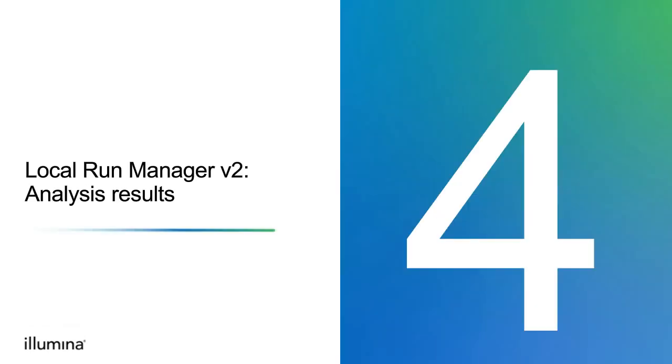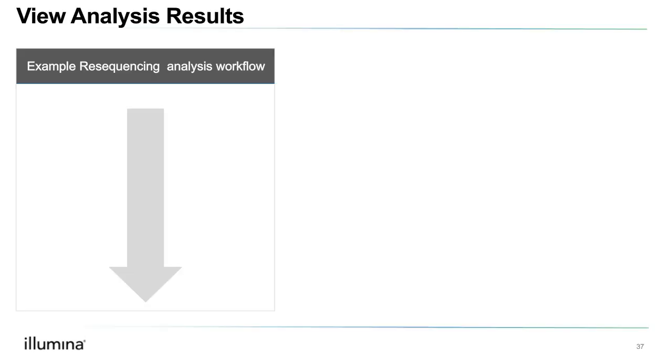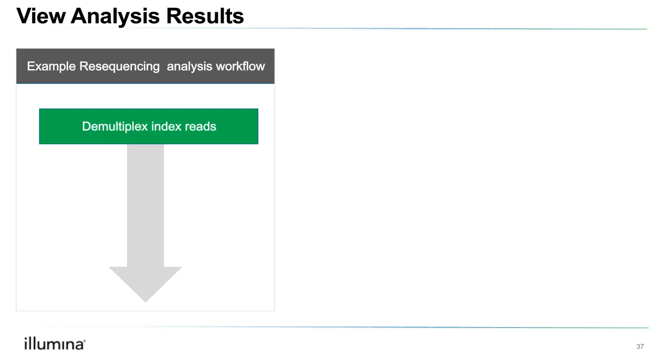All right, now after the sequencing run is completed, we are going to talk about the analysis results in Local Run Manager. The analysis begins after the sequencing is completed, and the detailed steps of the analysis depend on the module. For example, here I'm talking about the sequencing analysis workflow. After the sequencing is completed, the next step is demultiplexing to generate FastQ files, then alignment to the reference genome, and finally variant calling.